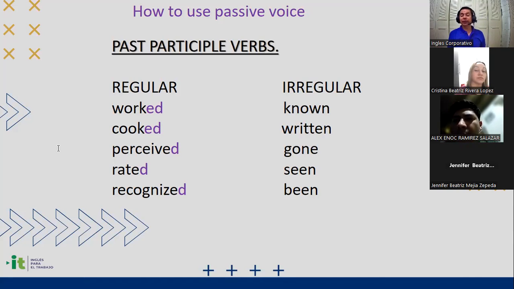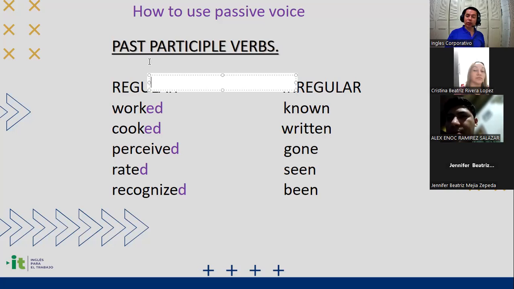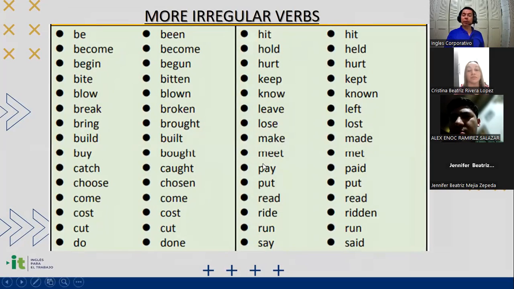Now, irregular. Con los verbos irregulares, hay que aprenderlo de memoria. ¿Ok? Entonces, antes de irnos, vamos a aprender algunos de estos verbos. ¿Yes? Y mañana seguimos con la explicación. Ok, repeat after me, please. Ready? Come on, let's do it.